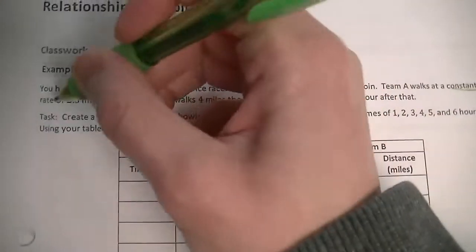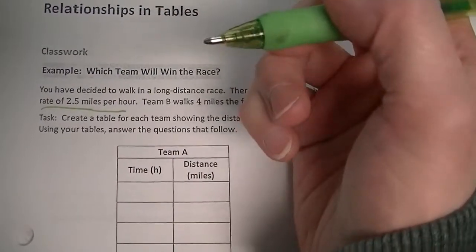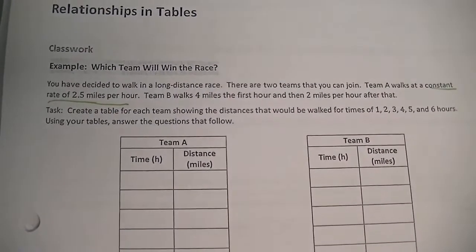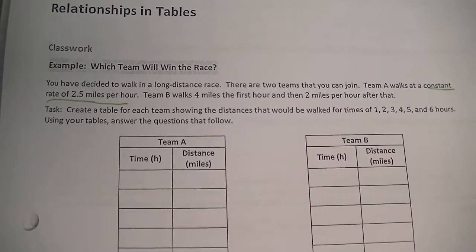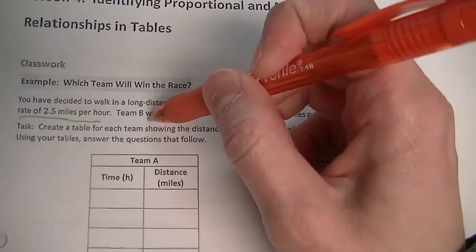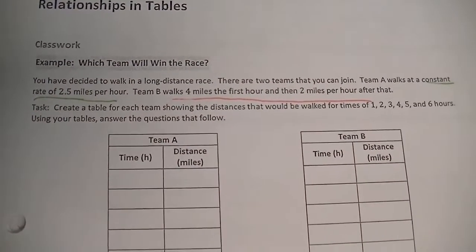So that means after 1 hour, they're going to go 2.5 miles. Okay. After 2 hours, they'd be going 5 total miles. All right, and then Team B walks 4 miles in the first hour, then 2 miles per hour after that. Oh, so that's not constant. It's not consistent. So let's see.